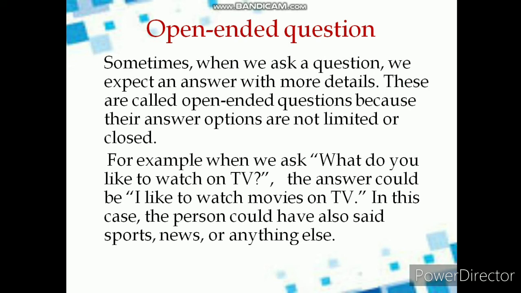Sometimes when we ask a question, we expect an answer with more details. These are called open-ended questions because their answer options are not limited or closed. For example, when we ask, what do you like to watch on TV? The answer could be, I like to watch movies on TV. In this case, the person could have also said sports, news or anything else.